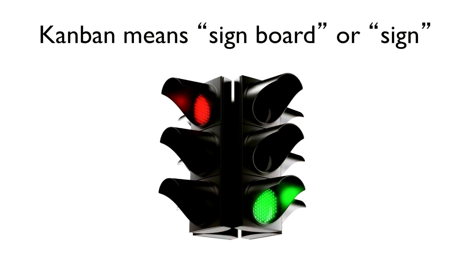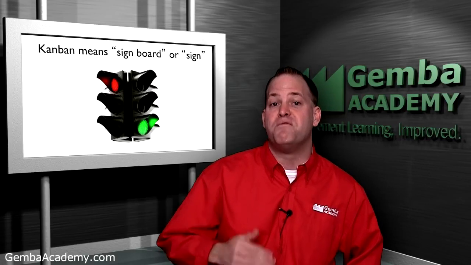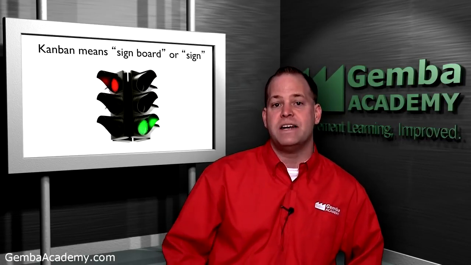Well, Kanban is a Japanese word that literally means signboard or sign. In the context of production control, Kanban refers to the visual signals that authorize the production or movement of items.